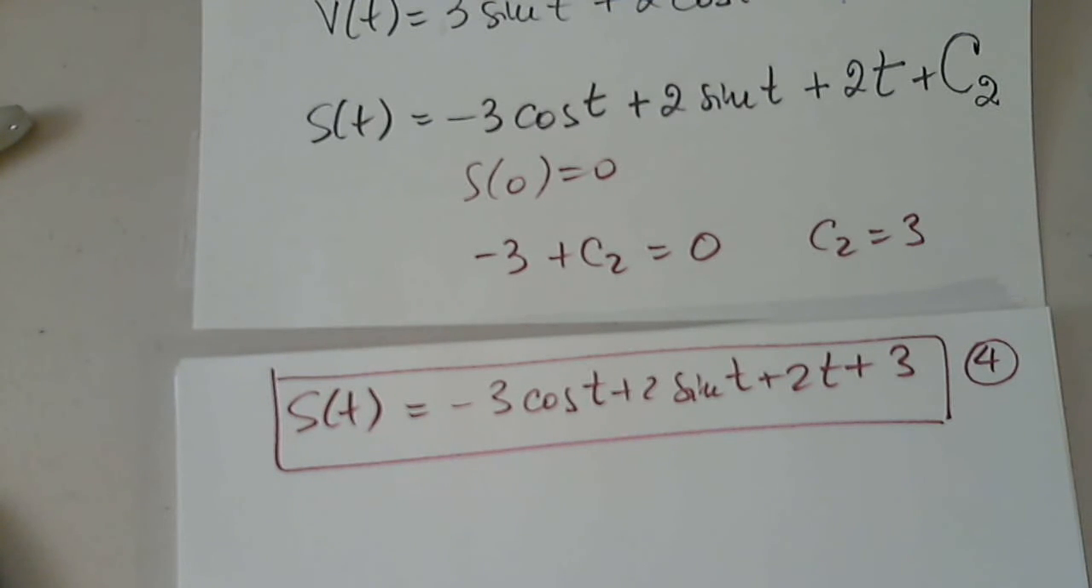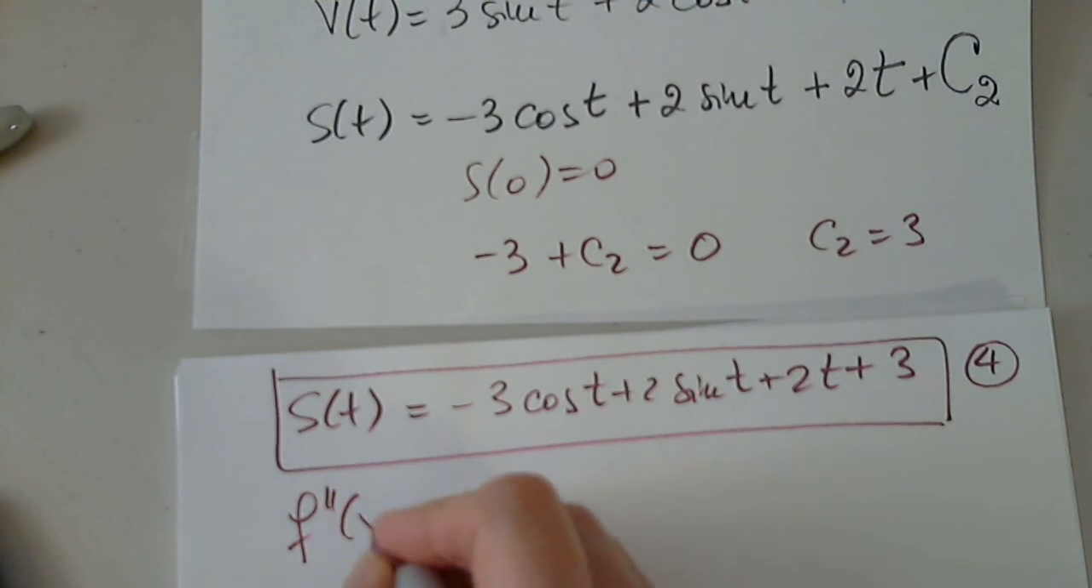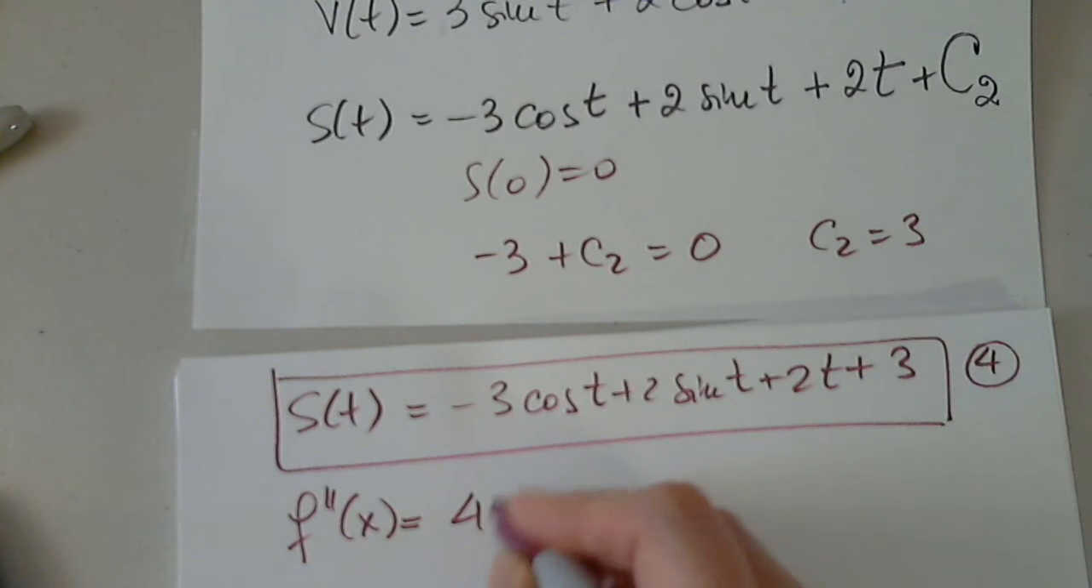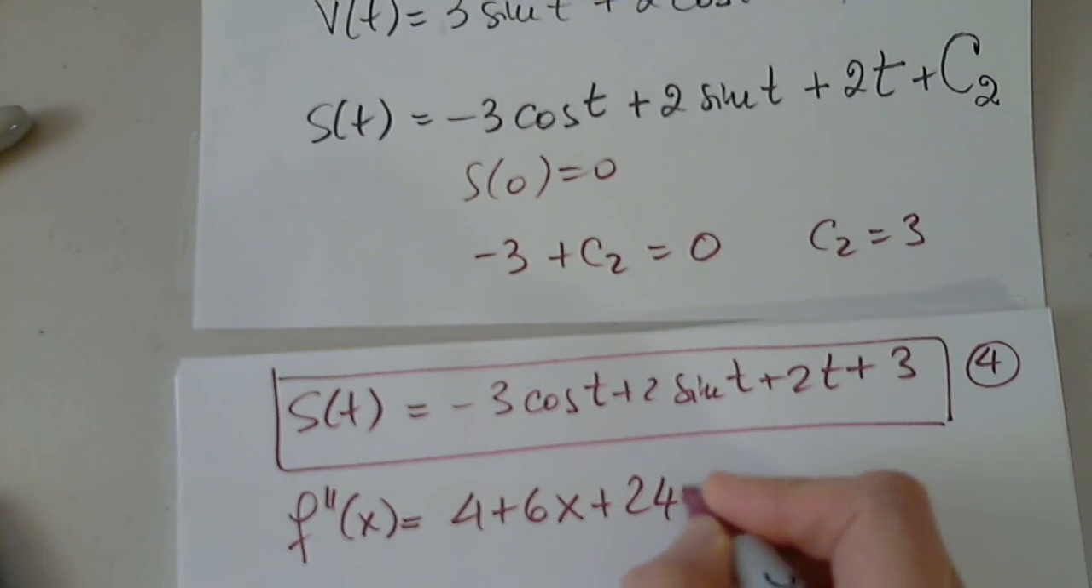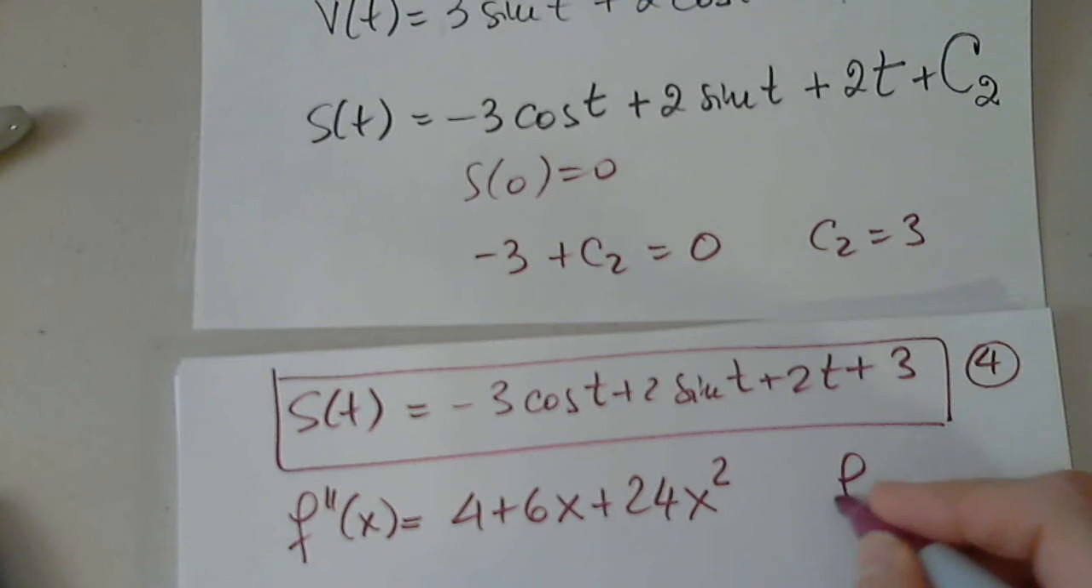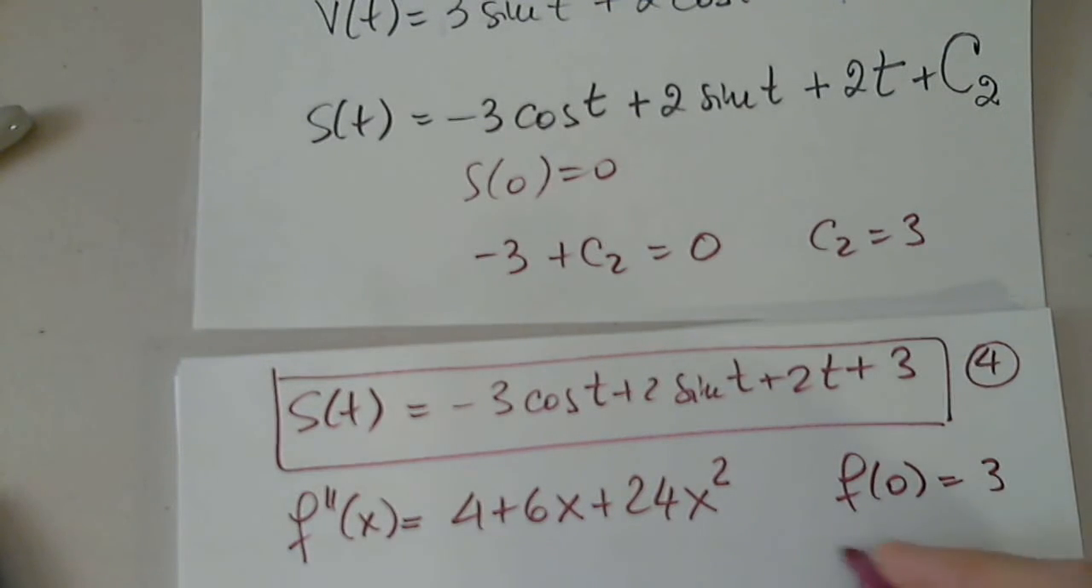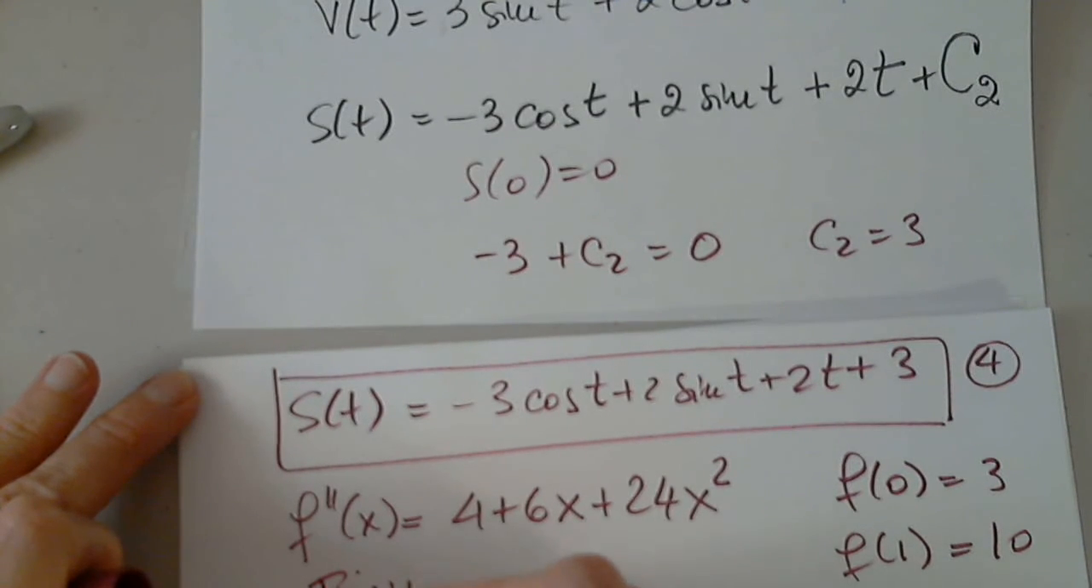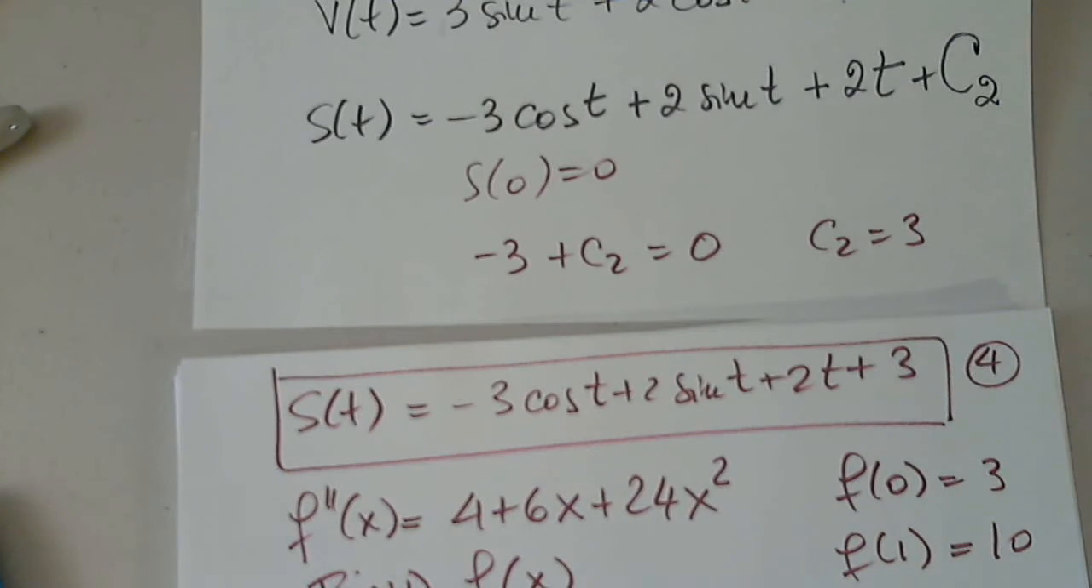Okay, let's look at another one. Let's say the second derivative equals 4 plus 6x plus 24x squared. I'm given two initial conditions. The question is, find f of x. Okay, so in order to determine f of x, I have to find f prime first.